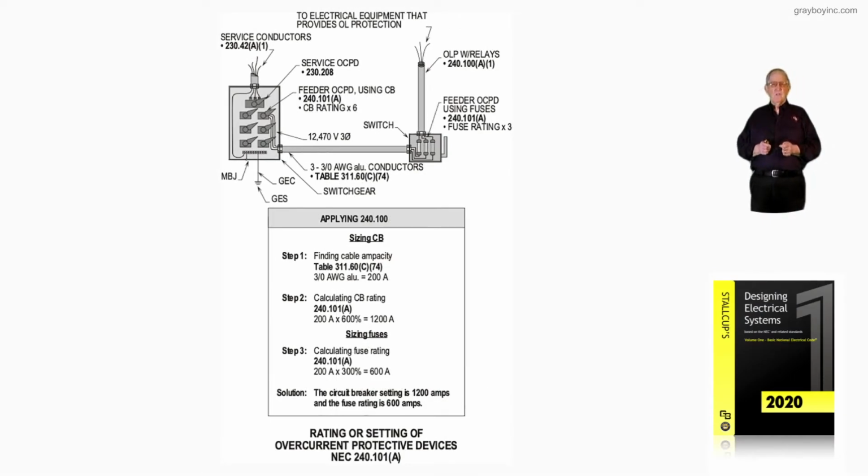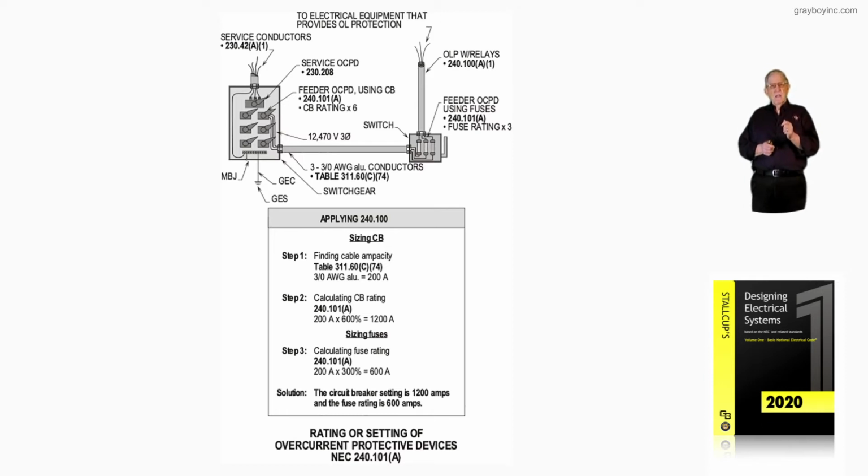Now this illustration deals with rating or setting of the overcurrent protection device when the system is over 1,000 volts. We've been reviewing overcurrent protection for systems 1,000 volts or less. Now, coming out the gate, let's understand this if you haven't had time to really study the 2020 NEC with some of the major changes.